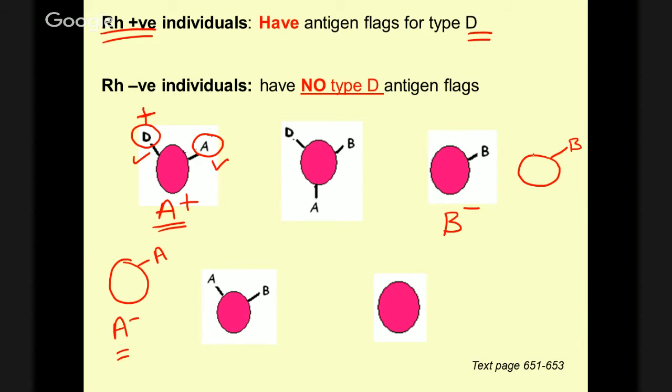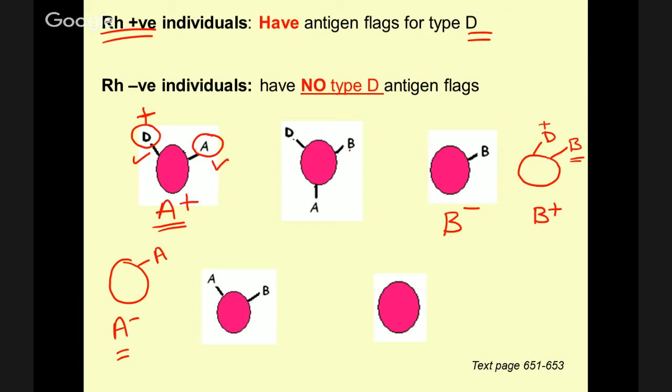B positive would have a B flag and the D flag. So B positive would look like that. It would have two different antigen flags. The B flag signifies that it's type B, and the D flag signifies that it's positive, okay? So based on the flags that are on the surface of your red blood cells, you can tell which type of blood you have. Now, what about this one?